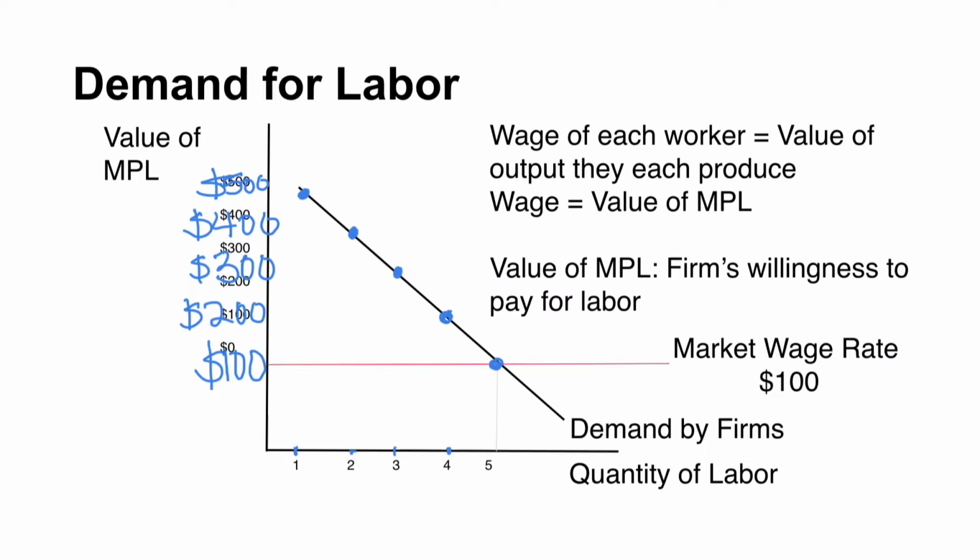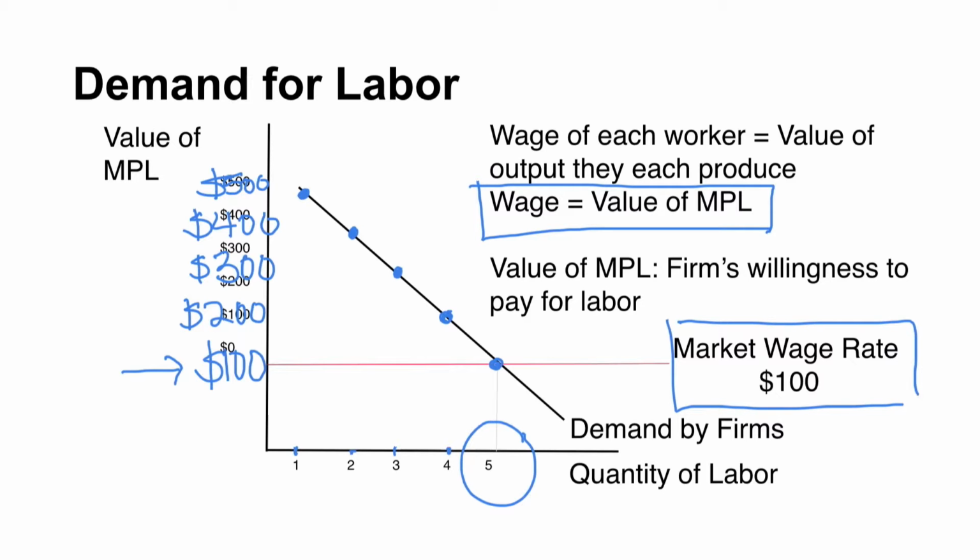So now what we see is that the demand for labor is going to be based on the point where the wage rate is equal to the value of the marginal product, reflecting the fifth worker. The value of the marginal product, or the marginal revenue product, is going to be equal to the wage rate of $100 for the fifth worker. At this point, remember, marginal profit is equal to 0.